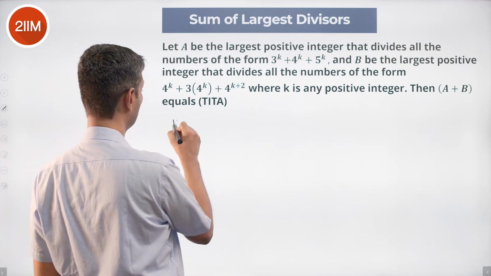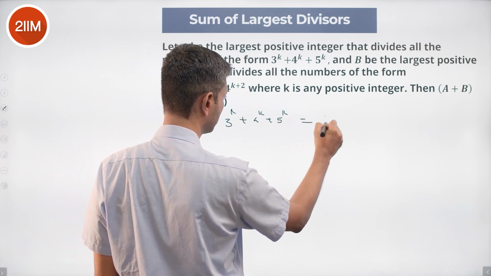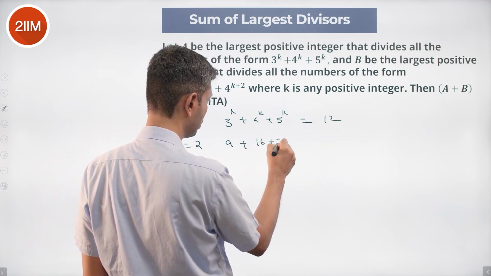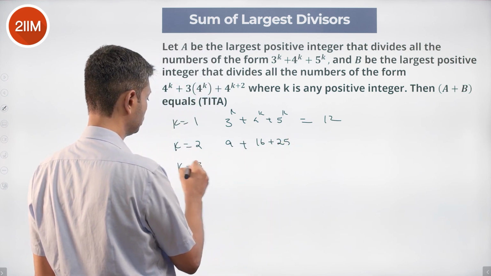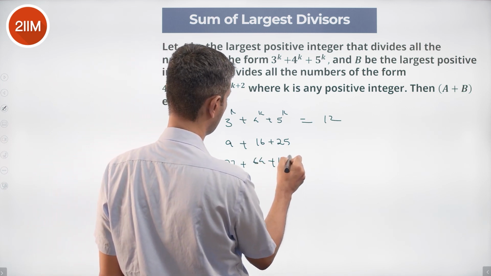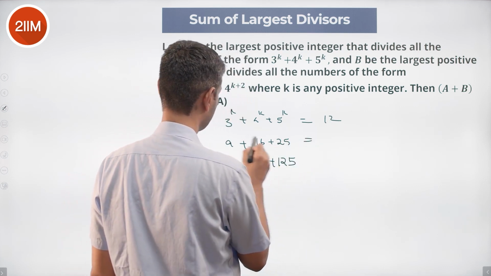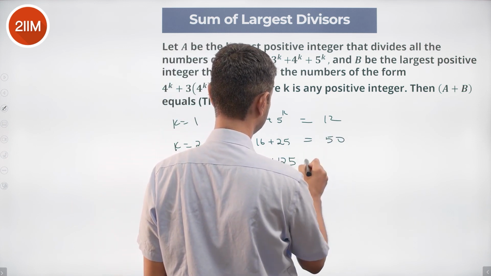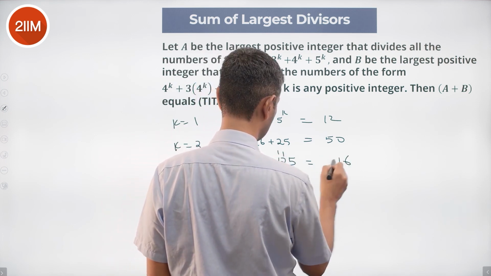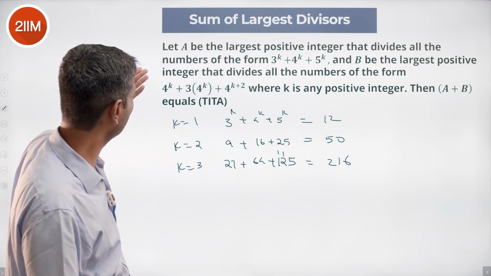We put k equal to 1 and we find 3 power k plus 4 power k plus 5 power k. So 3 plus 4 plus 5, 12. K equal to 2, 9, 16, 25, which is 50. K equal to 3, 27 plus 64 plus 125. We can keep on going. So A should be less than or equal to 12.